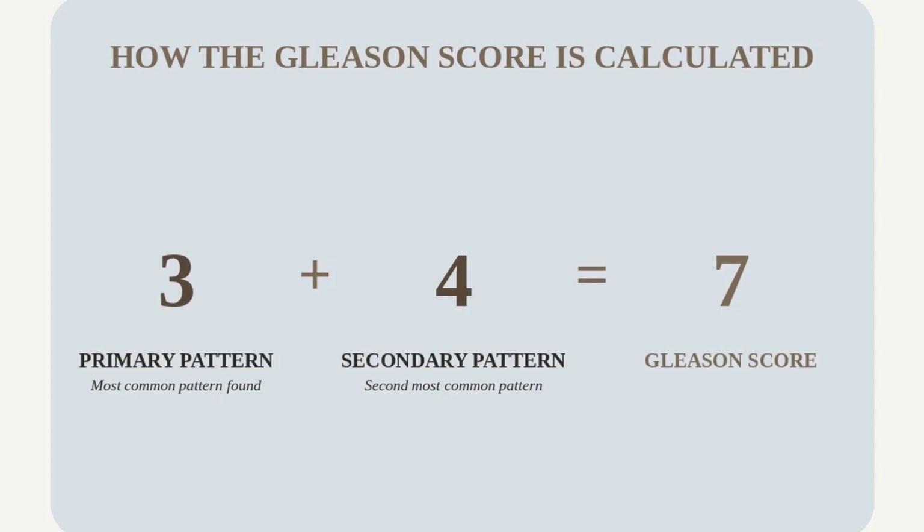The first number is your primary pattern, the most common pattern found in the biopsy. The second number is your secondary pattern, the second most common pattern found. In this example, a primary pattern of 3 plus a secondary pattern of 4 equals a Gleason score of 7.